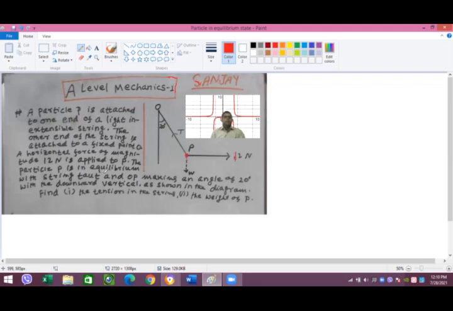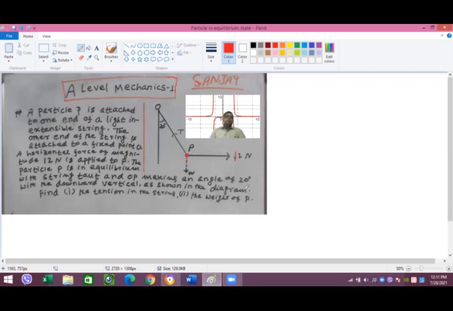The particle P is in equilibrium with the string taut, and OP is making an angle of 20 degrees with the downward vertical as shown in this diagram. Then you have to find the tension in the string and the weight of this particle P.